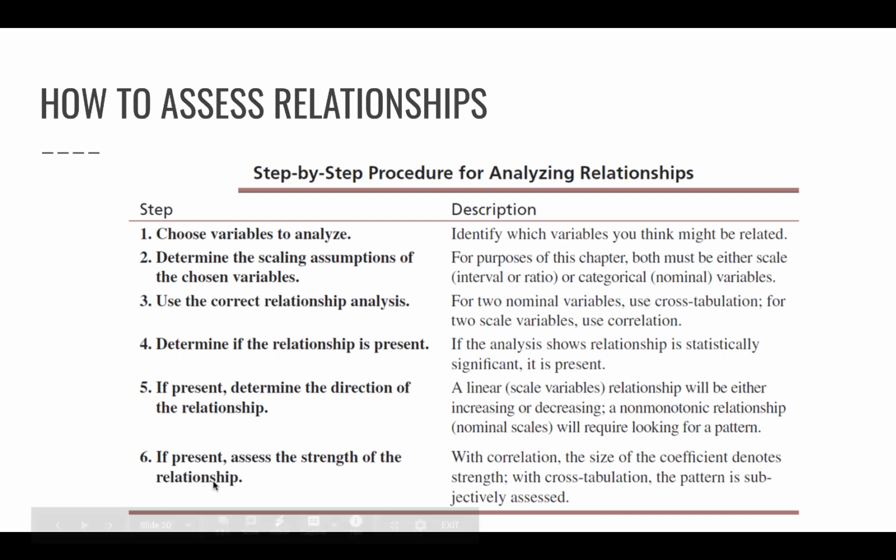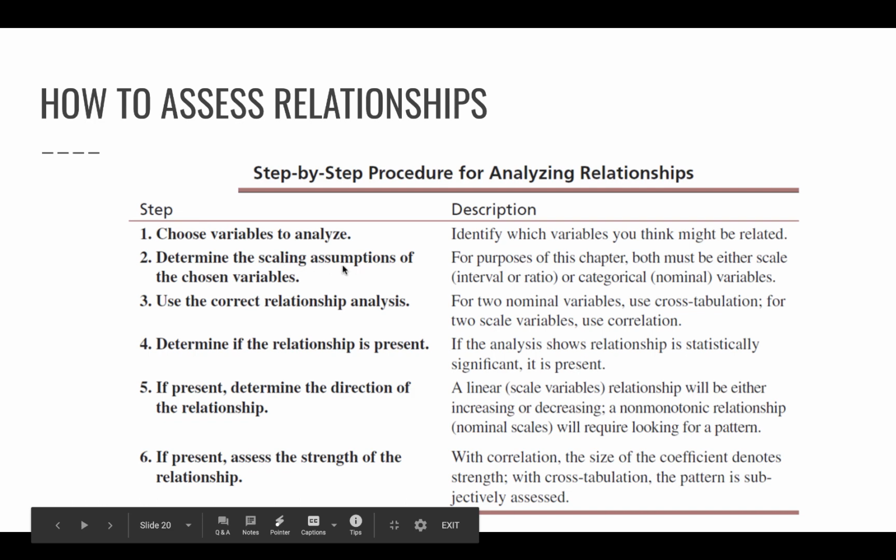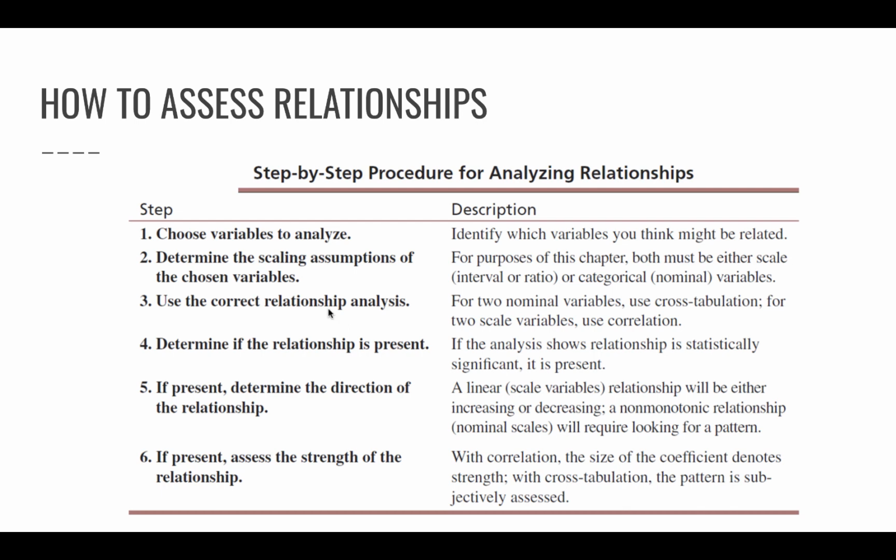Now, what is really crucial here is that you have to look at the scaling assumption, so the measurement level of your variables, before determining the right analysis to do. So, for example, either you work with interval or ratio scaled variables or nominal, sometimes ordinal variables, and this is going to influence what type of test you do. For 2 nominal variables, you want to use cross-tabulation chi-square. For 2 scaled variables, so metric scaled ones such as interval or ratio, you want to use correlation. So this is incredibly important not to mix those up.